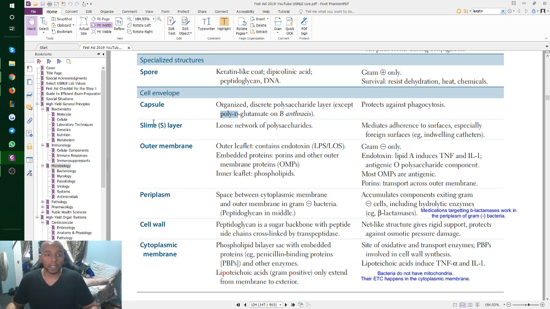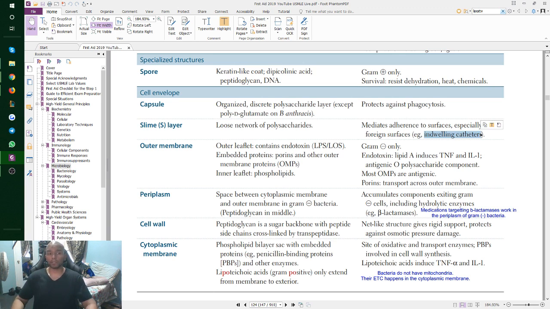There's something called a slime or S layer, right? The S layer is a loose network of polysaccharides, and it mediates adherence to surfaces, especially foreign surfaces like indwelling catheters. Right? So a lot of bacteria, especially, well, all of these, bacteria, parasites, viruses. For now, we're talking about bacteria. So you have to associate specific scenarios to certain bacteria, especially when it comes to pneumonia, right? There's so many different bacteria that can cause pneumonia. You really need to identify what is the most likely causative agent in specific different populations, right?